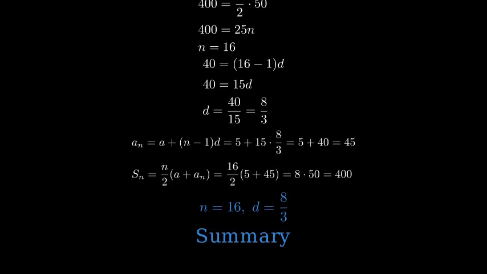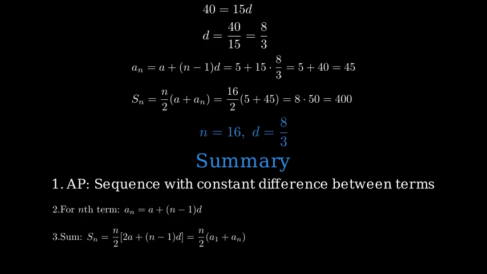To summarize what we've learned about arithmetic progressions. 1. An arithmetic progression is a sequence where the difference between consecutive terms is constant. 2. The formula for the nth term is a sub n equals a plus n minus 1 d. 3. The sum of the first n terms is S sub n equals n over 2 times 2a plus n minus 1 d, or equivalently, S sub n equals n over 2 times first term plus last term.